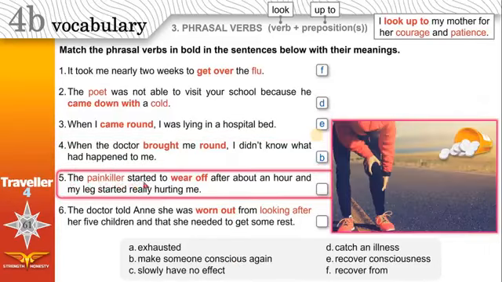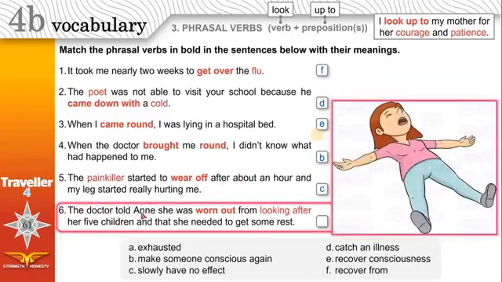The painkiller started to wear off after about an hour, and my legs started really hurting me. This thing is a painkiller. It kills the pain. It stops the pain. And it started to wear off. It started to become useless. Started to become ineffective. Useless. C. Slowly have no effect. Useless. No effect.